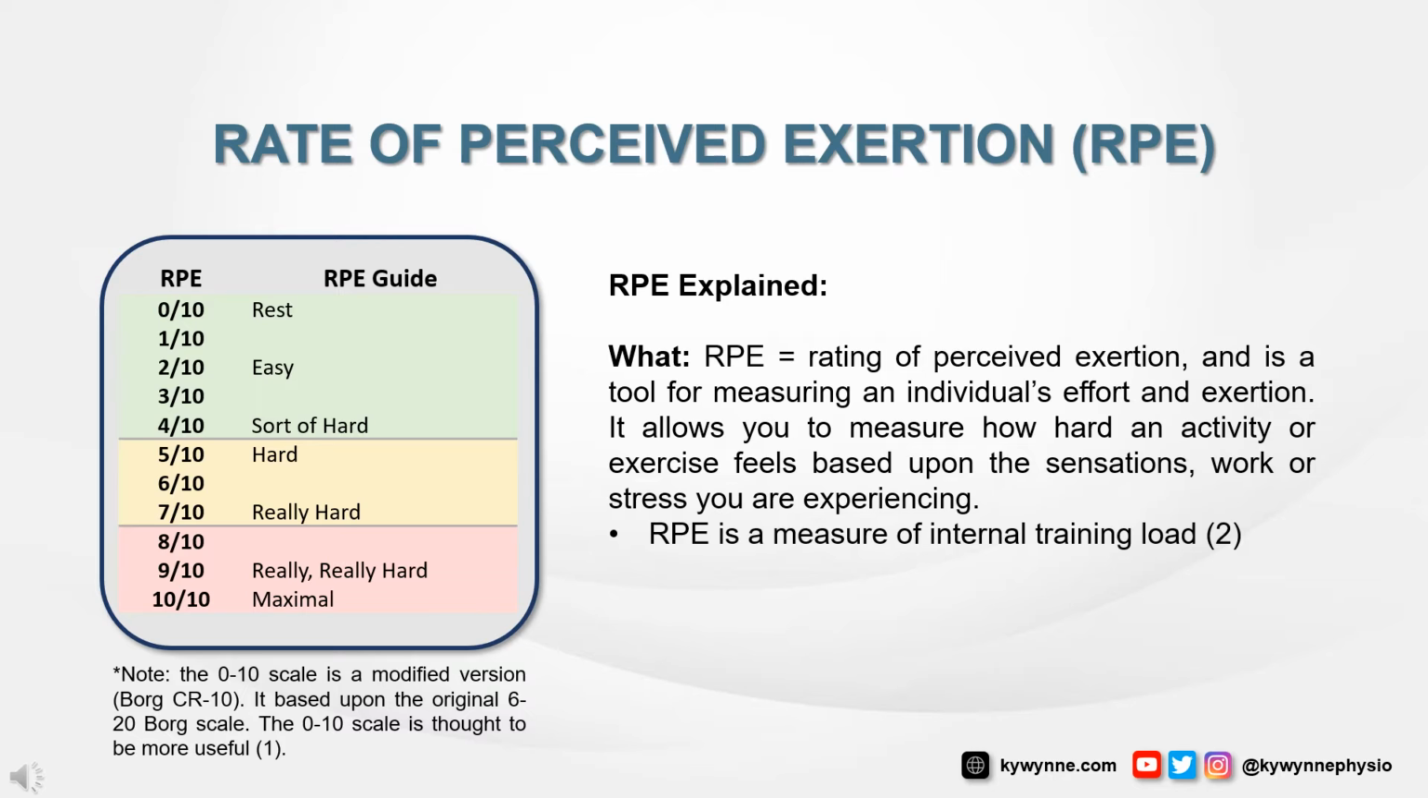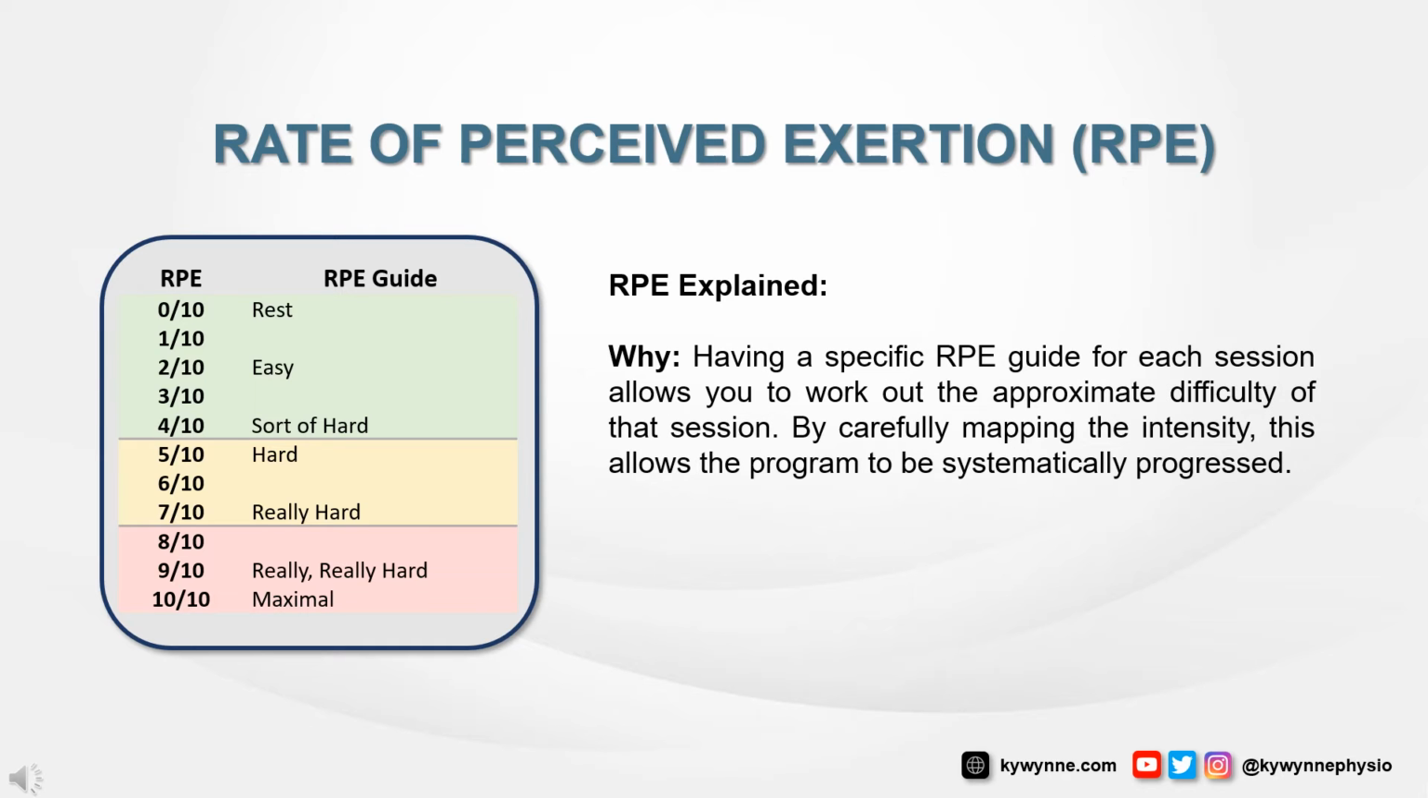This table here shows a modified 0 to 10 RPE scale, which is based upon the original 6 to 20 RPE scale. The use of an RPE scale allows you to have a specific RPE guide for each session, which allows you to work out the approximate difficulty of that session. It also allows coaches or trainers to map the intensity that you've worked during a session.